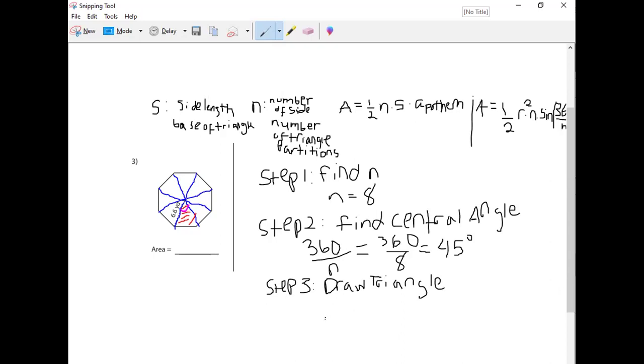So here we have one of my triangles. And I know the central angle here is 45 degrees. So this is a 45-degree angle right here. This is going to be important. And then I know that one of my sides is 6.6 yards.